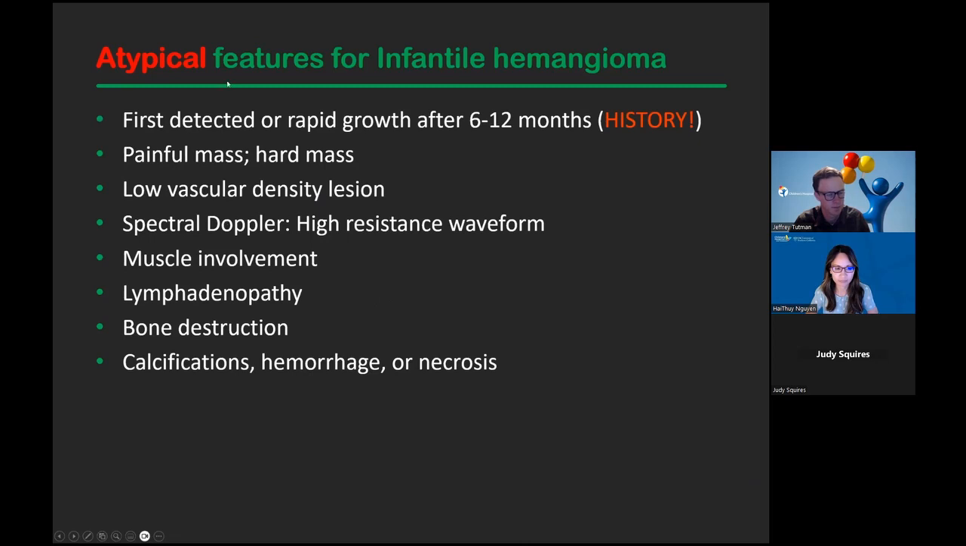So these are the atypical features. Anything that's presenting outside the normal time period, certainly after 6 to 12 months; I've even read 3 months. After 3 months, it really should have come to attention. Anything that's painful or hard; it should not be hard. The word hard is always worrisome. If it doesn't have enough vascularity, it should be uniformly vascular. Spectral Doppler of a high resistance waveform, and then muscle involvement, lymphadenopathy, I mean, these things are obvious, and then calcifications, hemorrhage, or necrosis.